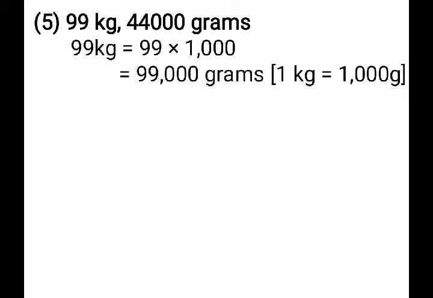Again you have to write first quantity and second quantity. In place of 99 kg, you have to write first quantity 99,000 grams. And second quantity you have to write as it is, because it is already there grams in it.